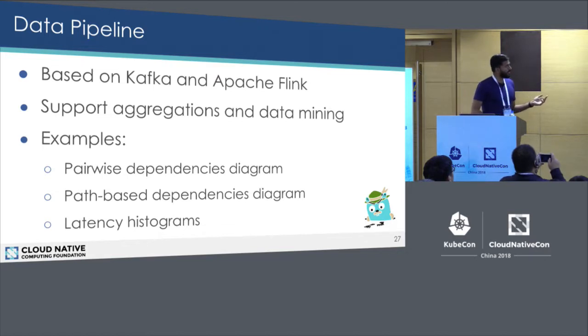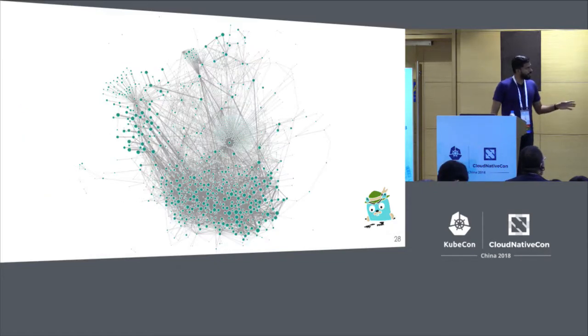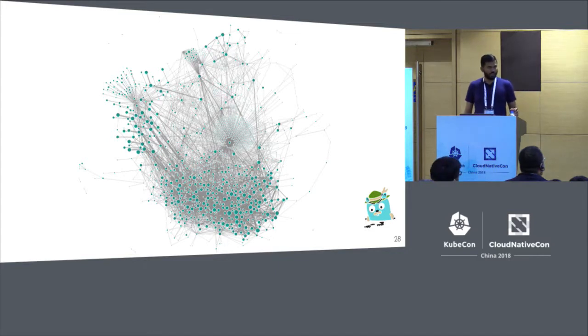Data pipeline is something we are using. We haven't yet open sourced it. We use it internally. Data pipeline is just reading spans from Kafka. We sessionize those spans into traces, and then we run algorithms on them to figure out interesting data. As of now, we do dependency diagrams, and on the roadmap is latency histograms. If you're interested in a dependency diagram, this is what it looks like for Uber. We have about 3,000 microservices, so it's a large amount of data, zoomed out.